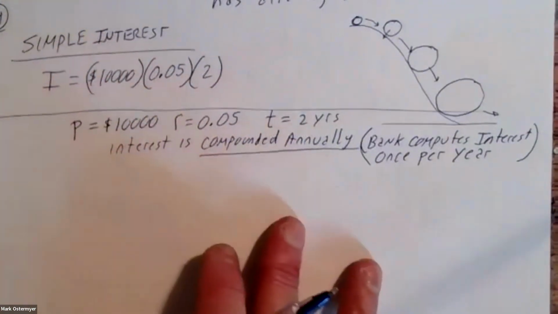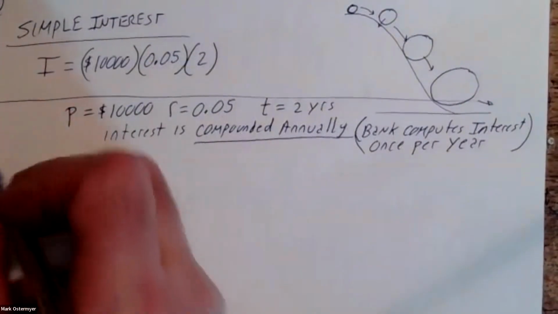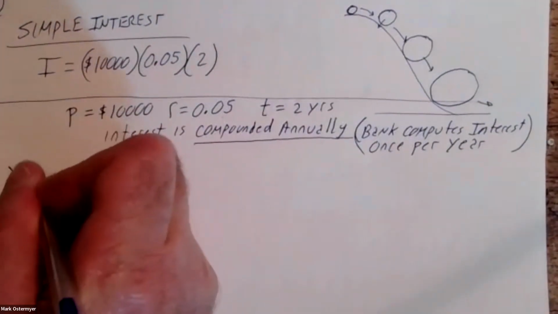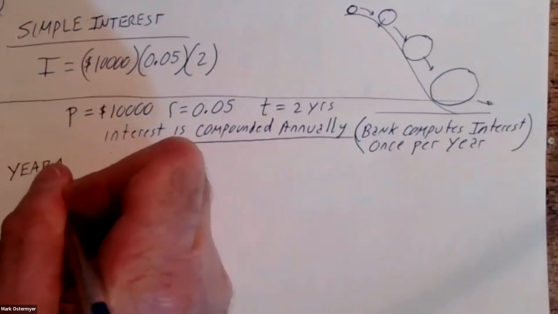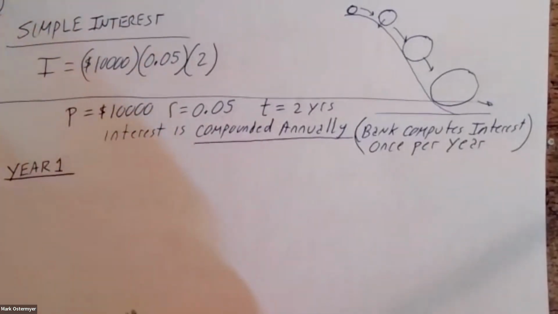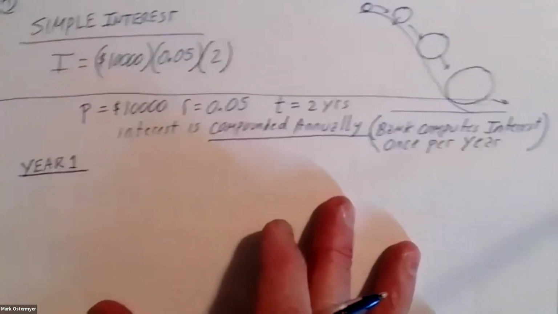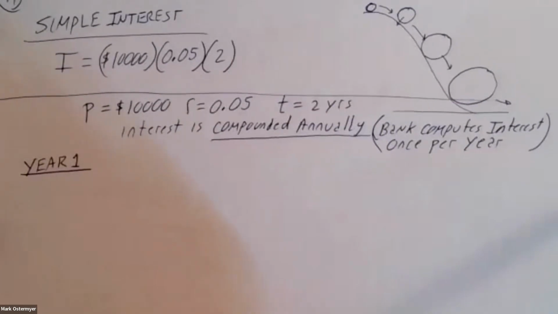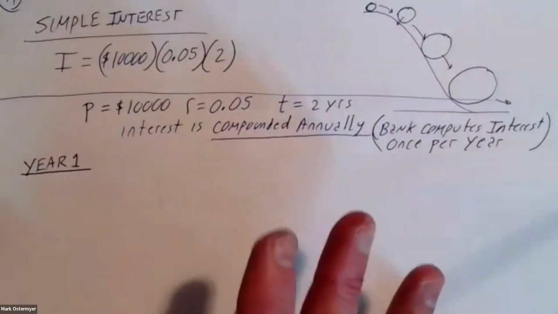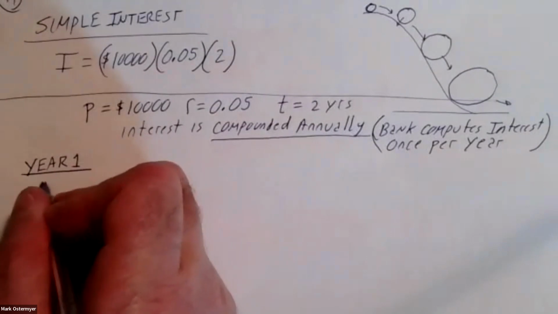Well, here's how we do it. We've got to do it kind of like in steps. So we're going to call this year number 1. On your paper, put year 1. All right, year number 1. How much money do I put in my account during the first year, the initial investment? What's my principal?